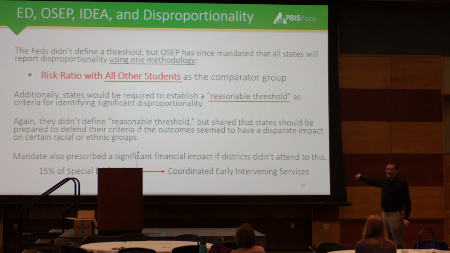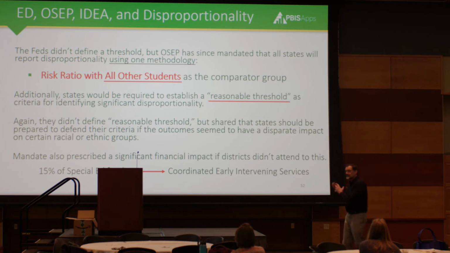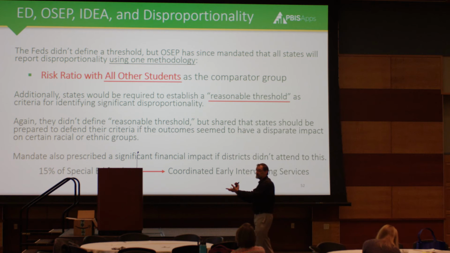This is already in place, but if you have 3 years of significant disproportionality, then you have to take the money that the feds give you for special education, for the 12% of the students that they say you have in special education and you really have 14 or 15, and take 15% of that special ed funding and use it for comprehensive coordinated early intervening services to attend to this disproportionality. So you've got to take 15% of your fed money for special education and attend to disproportionality.